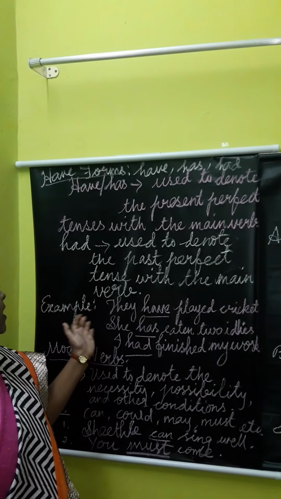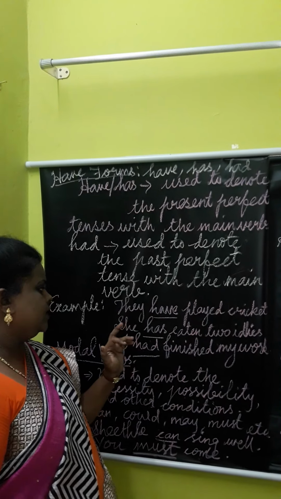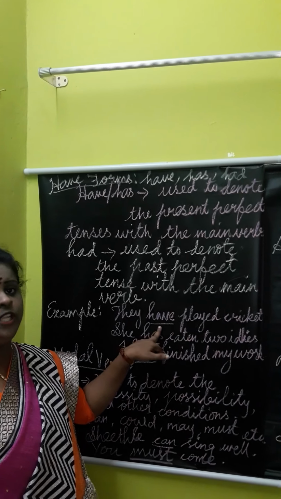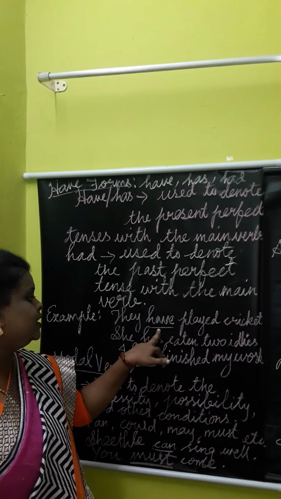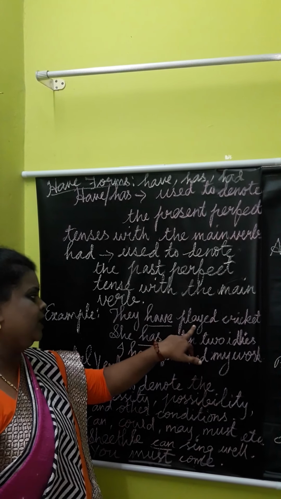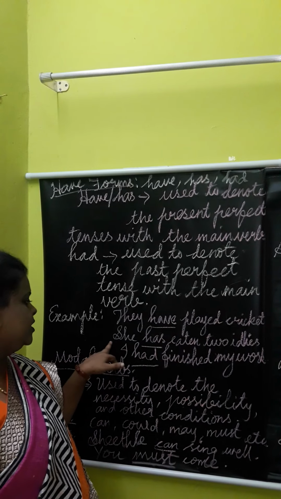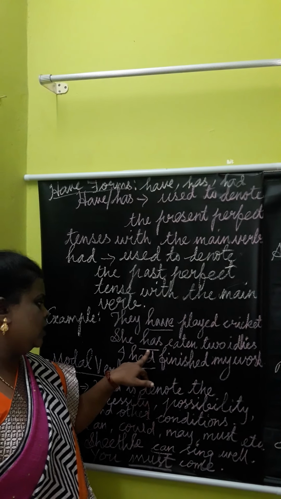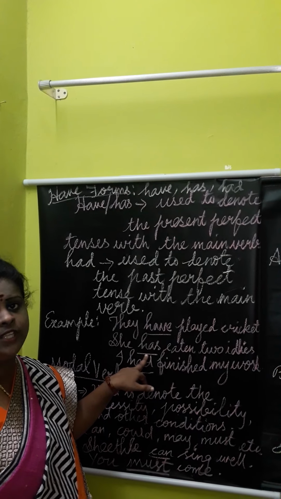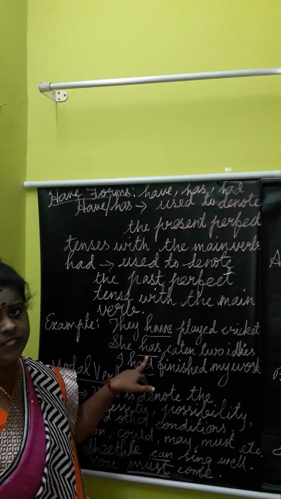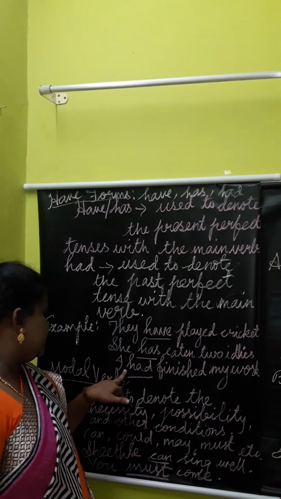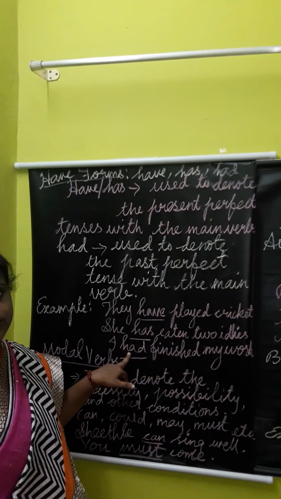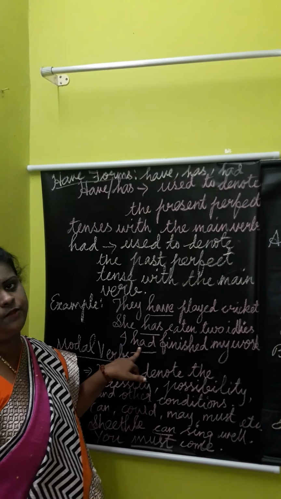See the examples. They have played cricket. In this sentence, have is used to denote the present perfect tense and it helps the main verb played. And come to the next sentence. She has eaten 2 idlis. In this sentence also, has is used to denote the present perfect tense. And in the same way, next sentence, I had finished my work. In this sentence, had is used to denote the past perfect tense.